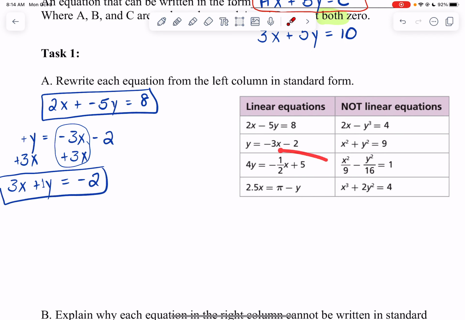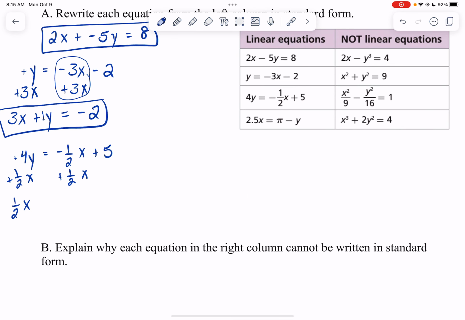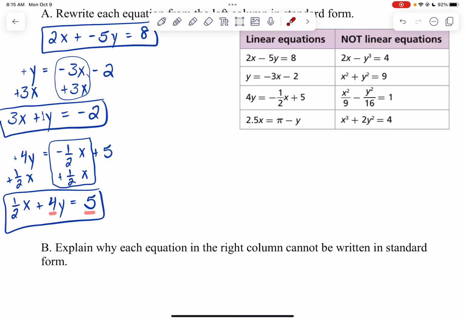Next one is a very similar issue. My x is on that other side. So this next one, we've got 4y equals negative 1/2 x plus 5. I need this x to be on that side. Right now it's a minus 1/2 x, so I need to add 1/2 x to both sides. And again, that's a positive 4y. So I'll have 1/2 x, because we always want x to come first, plus 4y equals negative 1/2 x plus 1/2 x, which is 0, so equals 5. My a in this case would be the 1/2, my b is 4, my c is 5.